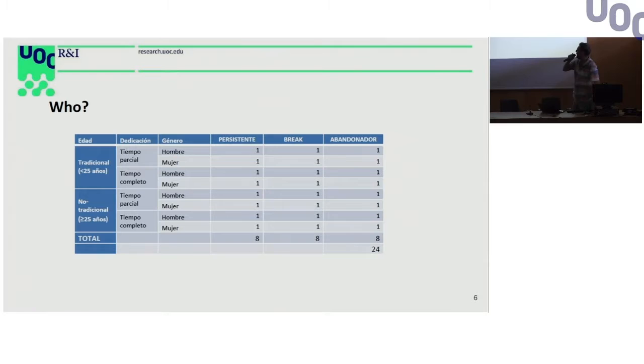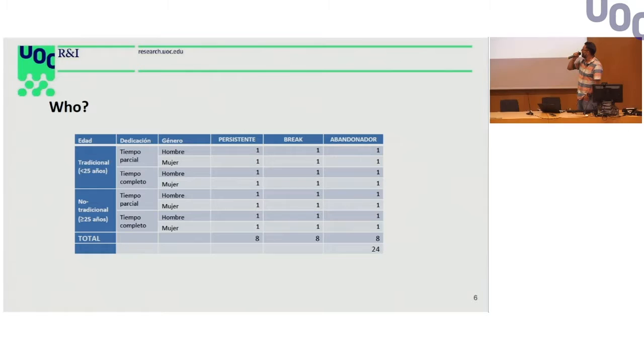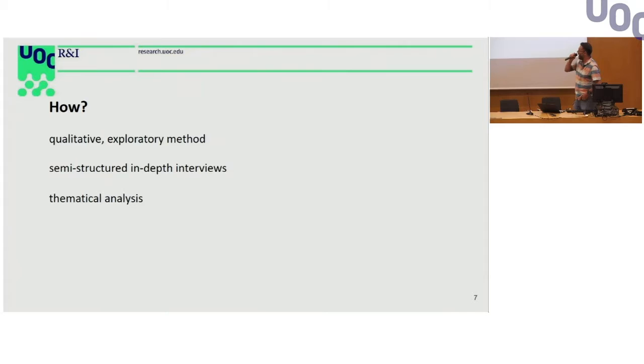Those three profiles, and also categorizing with age, dedication, and gender or sex: traditional students less than 25 years old, and non-traditional 25 or more, part-time or full-time dedication, and men and women, which makes 24 profiles and 24 participants. How? Well, we employed a qualitative exploratory method using semi-structured in-depth interviews, which are being thematically analyzed. This is ongoing.